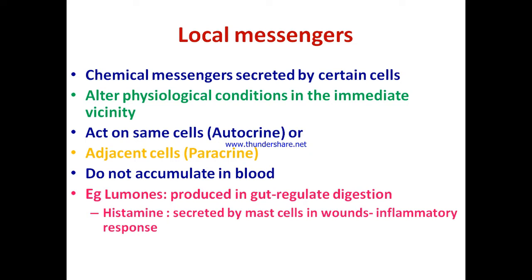And these local messengers do not accumulate in blood. They are synthesized as and when they are required, they act on the same cell or the adjacent cells, and later they are degraded. For example, lumones are produced in the gut and regulate digestion. Histamine is secreted by mast cells in wounds, and an inflammatory response is produced in the wound region.